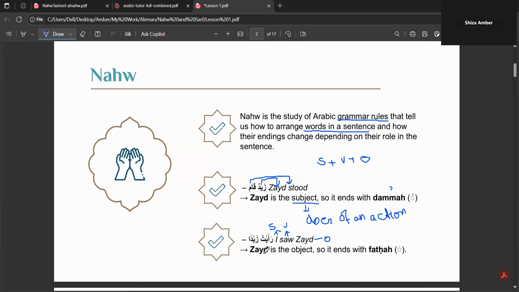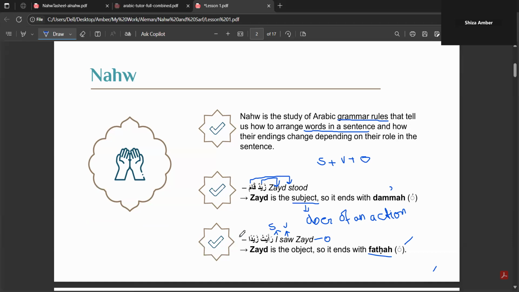So Zaid is the object, and if Zaid becomes the object, it will end with a fatha. So fatha is this haraka. Okay? And then kasra is the one where there is a haraka below the word. Okay? Are you aware of these harakas, dhamma, fatha, and kasra? Yes. Perfect. Okay. So have you understood that when I want to add a subject, I end the word with a dhamma, and when I want to make an object, the object will always have a fatha.